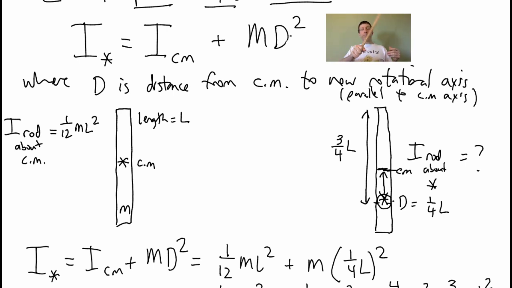In fact, the bigger that d is, the bigger that distance from the center of mass axis to your new axis is, the greater the moment of inertia. This parallel axis theorem is used constantly. It only works for axes which are parallel to an axis through the center of mass. You can't pick any axis.